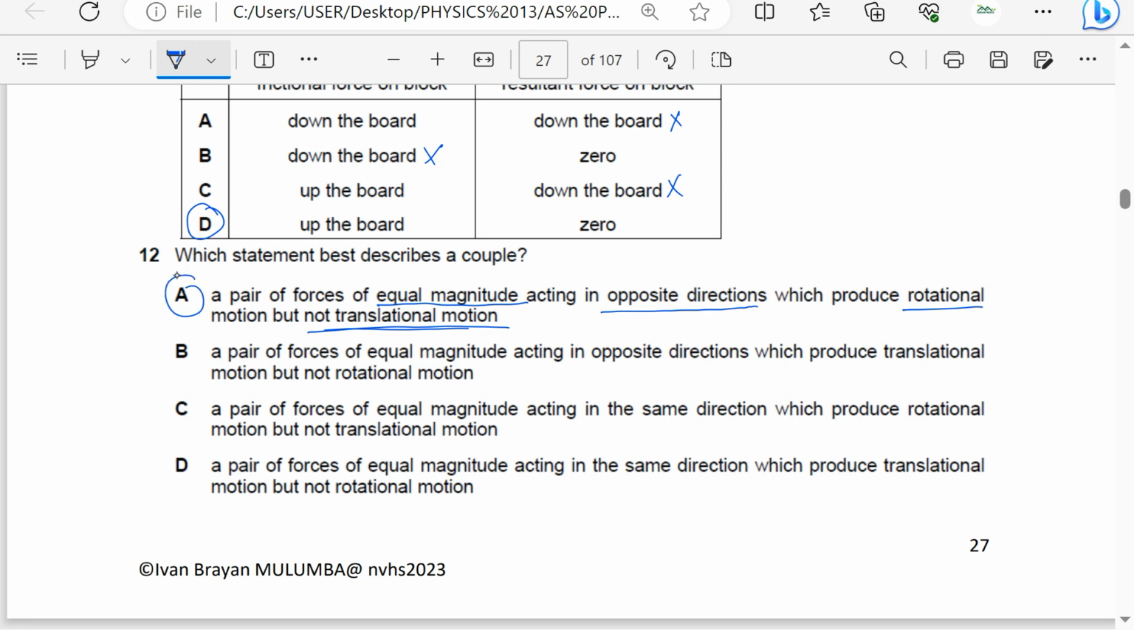A pair of forces of equal magnitude acting in opposite directions which produce translational motion? They don't produce translational motion. Translation is to move from one point to another. If there is no resultant force in any direction, then there is no motion from one point to another, but there can be rotation about the same point. So that one is out, and the rest are out. The answer is going to be A. There is no translational motion, but a couple can cause rotation.